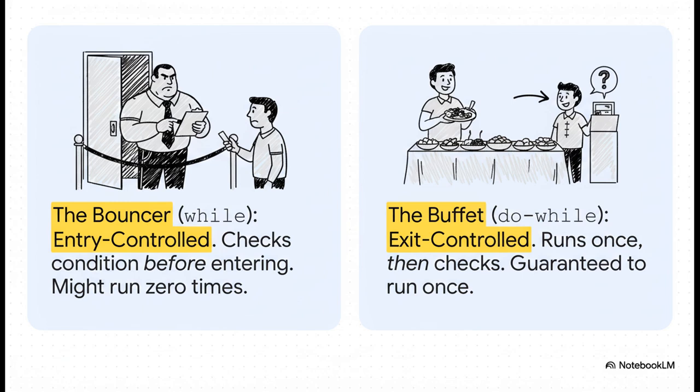It checks your ID, that's the condition, before you get in. If the condition is false from the get-go, you're not getting in the club. The loop body never, ever runs. The do-while loop, on the other hand, is like an all-you-can-eat buffet. You always get to grab a plate and serve yourself, run the code, at least once. It's only after you finish that first plate that it asks if you want to go back for more. This guarantees at least one trip through the loop.